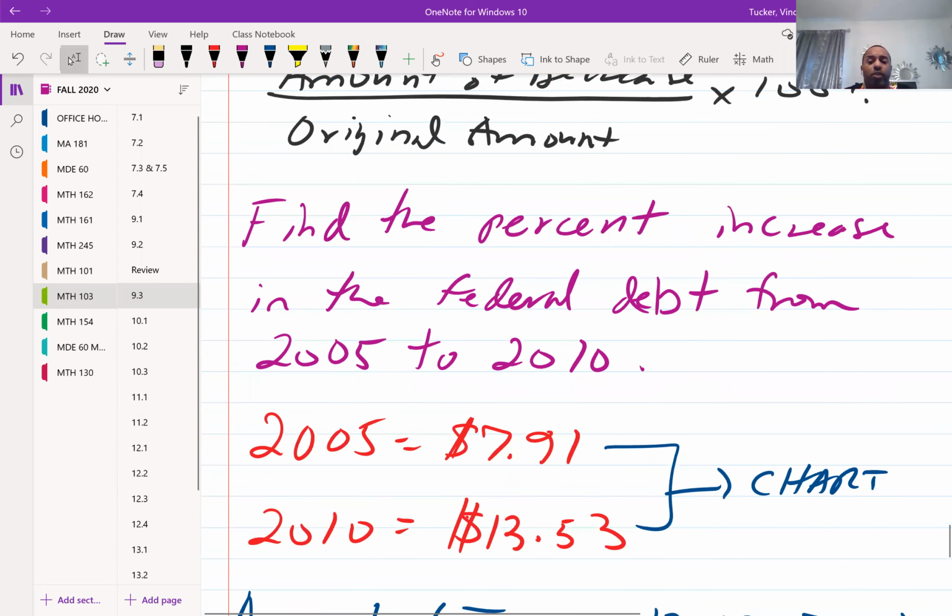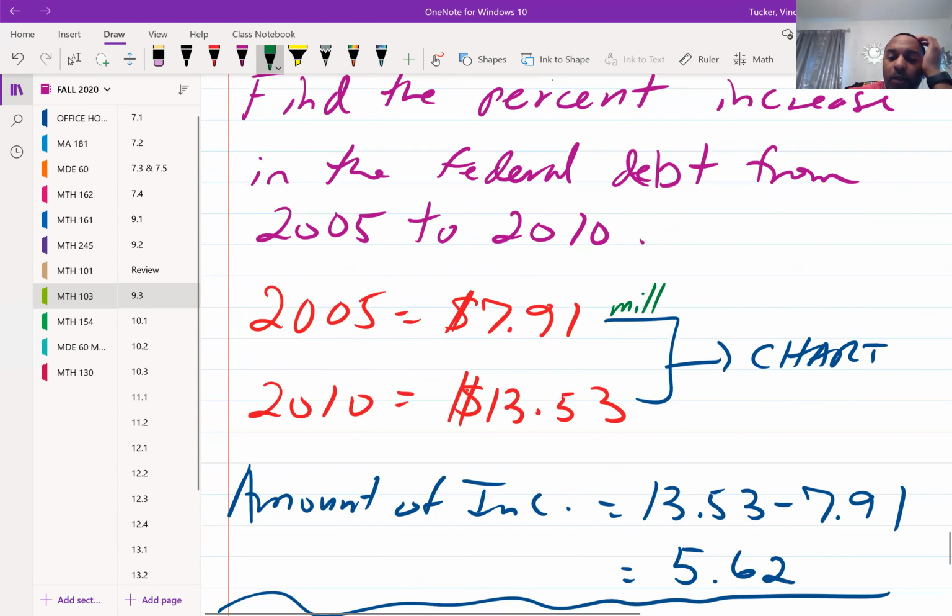All right, so they gave us a chart. And if you were to look in 9.3 at the examples, they gave you a chart. In 2005, it was 7.91. And if I'm not mistaken, these are in million. Might even be a billion. Got to look at that chart, but 7.91. And then in 2010, it was 13.53.